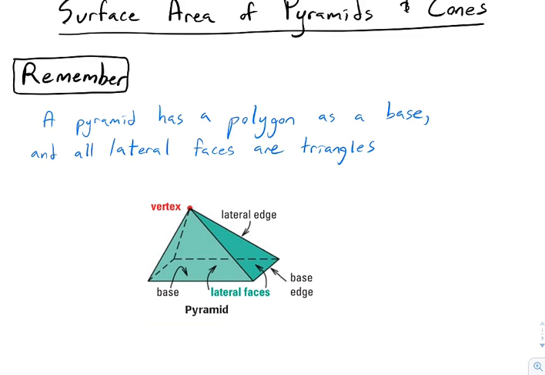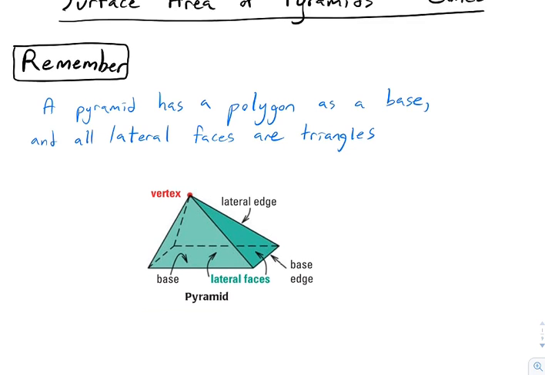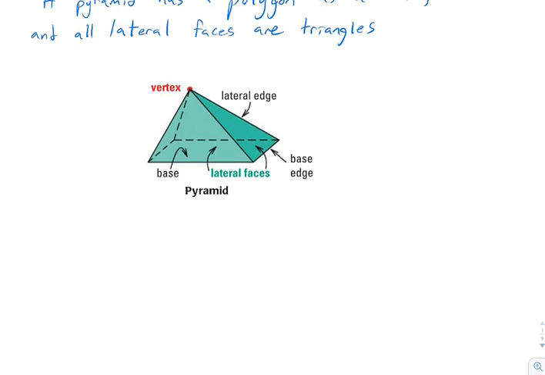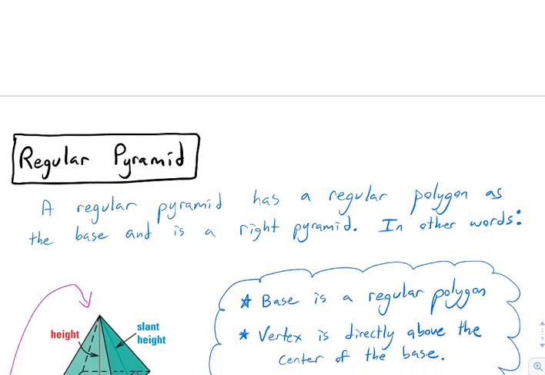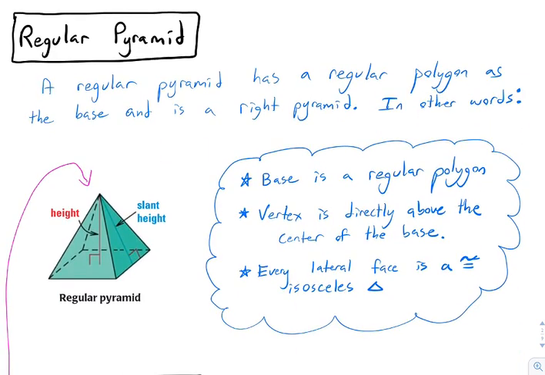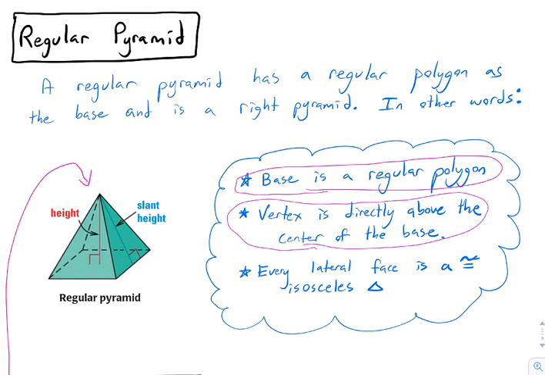Now, we're not going to be talking about just any pyramids. Usually we're going to be talking about regular pyramids, and I'll describe why in a second. But a regular pyramid has two things. One is the base is a regular polygon. So that would be an equilateral triangle, a square, a regular pentagon, a regular hexagon, and so on and so forth. And then also, it's a right pyramid. So the vertex is directly above the center of the base. That makes it a regular pyramid.